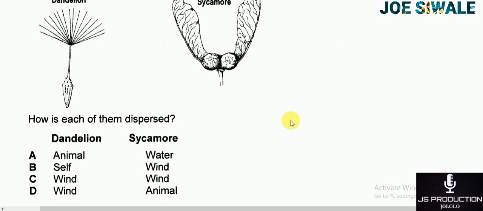wind. C, dentalion I have wind, then for the scamo, I have wind. D, the dentalion, I have wind, and scamo, I have animal. So my answer is C, which is the dentalion wind and scamo wind.